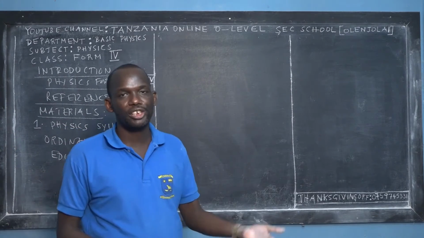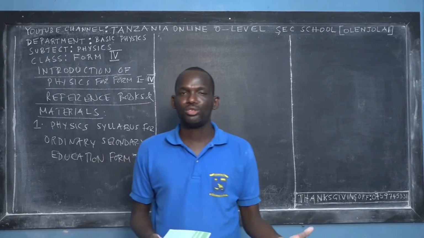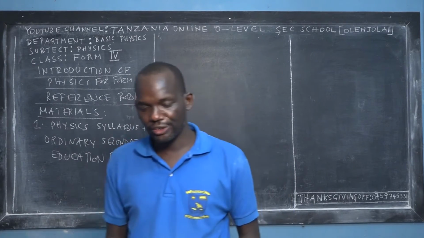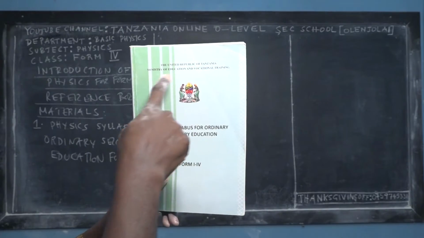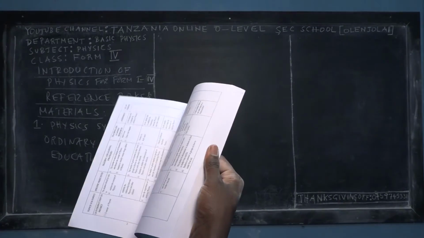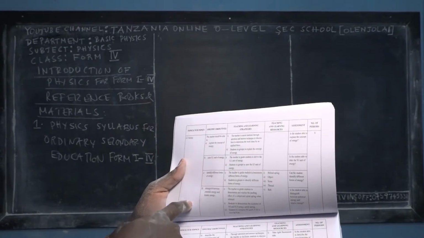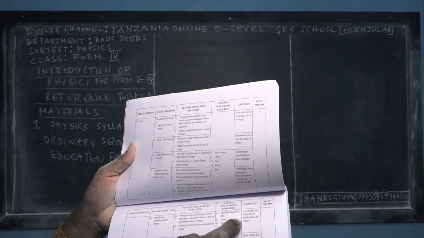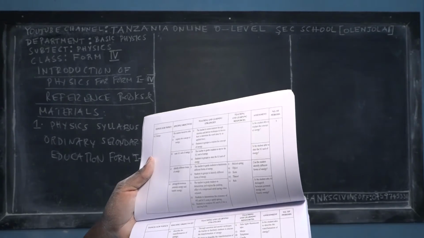If you are watching this material from Kenya, from Egypt, maybe from Namibia, or maybe from Ethiopia, make sure that you have the Physics Syllabus for Ordinary Secondary Education of your country, right? So I would like just to show you, for those who are watching from Tanzania, this is the syllabus from the United Republic of Tanzania Ministry of Education and Vocational Training, Physics syllabus for ordinary secondary education, Form 1 to Form 4. If you open it, you will find six columns, right? The first column is the topics or subtopics. Second is specific objectives. Third is specific teaching and learning strategies, and the fourth is what? Teaching and learning resources. The fifth column is assessment, and the last column is the number of periods.